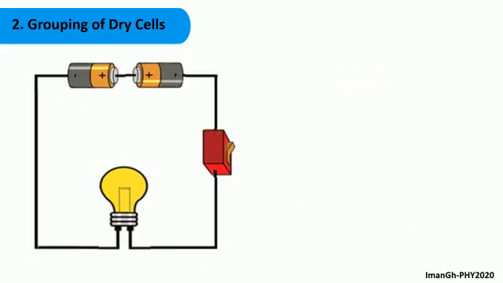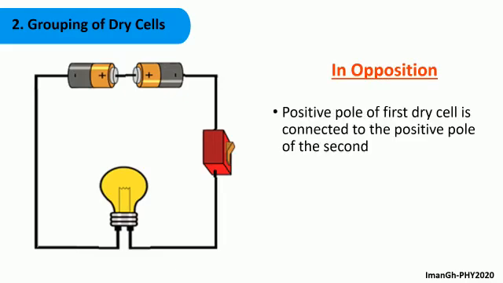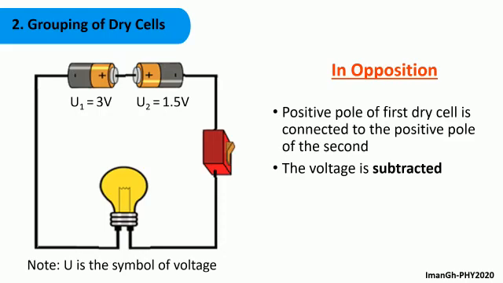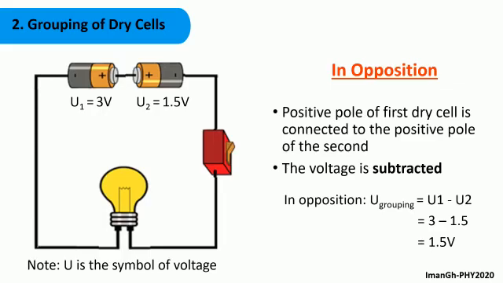As you can observe in this second figure, the positive pole of the first dry cell is connected to the positive pole of the second dry cell. Then the dry cells are connected in opposition. In this case, we subtract the voltage of this grouping. So the total voltage is equal to 3 minus 1.5 equals 1.5 volts.